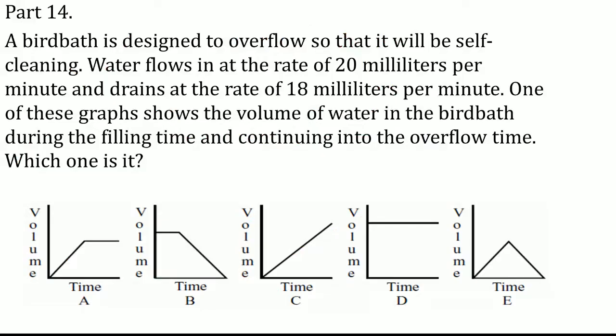Okay. 14. A bird bath is designed for overflow so that it would be self-cleaning. The water flows in at a rate of 20 milliliters per minute and drains at the rate of 13 milliliters per minute. One of these graphs shows the volume of the water of the bird bath during the filling time and continuing into the overflow time. So the volume goes in at 20 per minute.